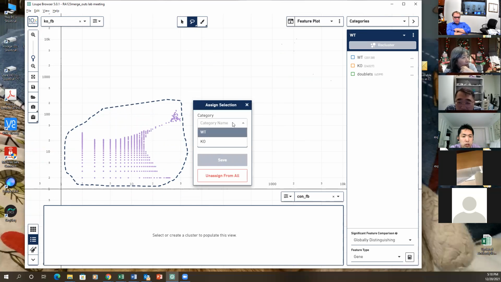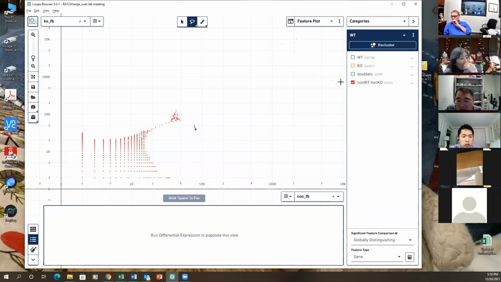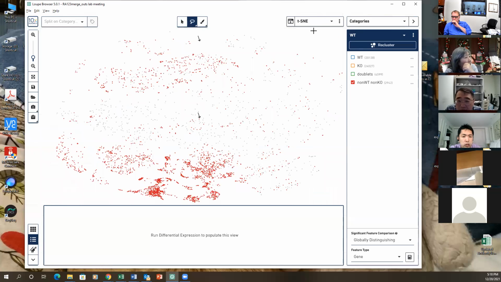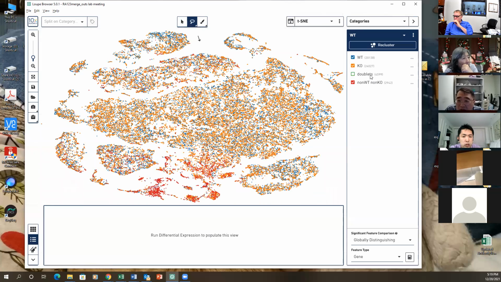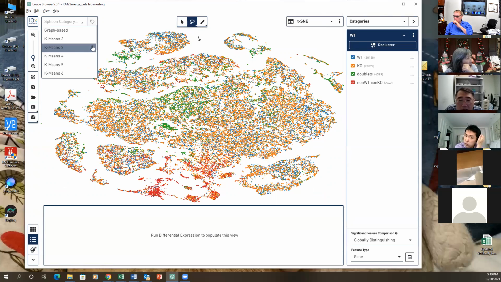Okay, and then put a WT. Then it's a double negative. Put a double negative. Now you basically divide all cells into 4 populations, so that way you can save a lot of trouble for later downstream analysis. Now go to the display. Right now you choose the double negative. You can check other cells. You can just look at the WT and the knockout.